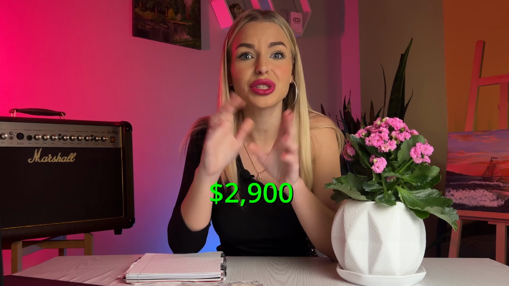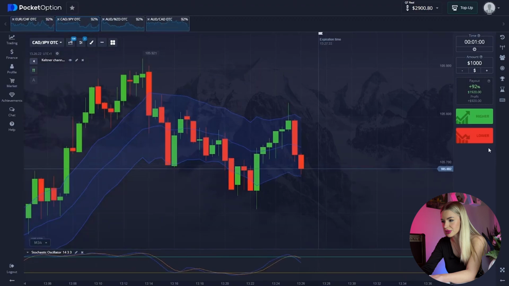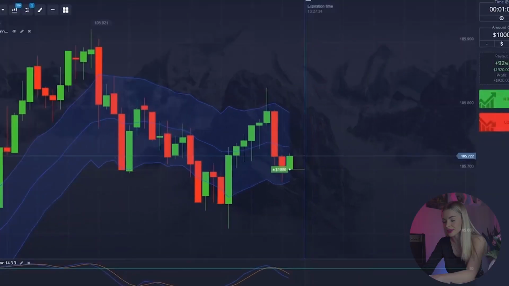Away, son! This stochastic didn't let us down. We are at $2,900. Everything's going smoothly. The Canadian dollar and the yen, this pair is known for its intense moves, but looking at the 1 minute time frame, I'm betting the bulls will come out on top, so we are going long. Let's place that bet.